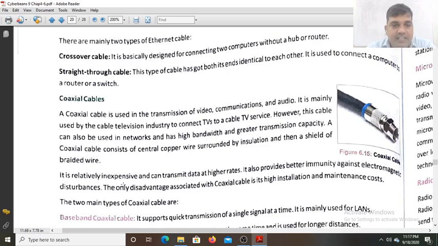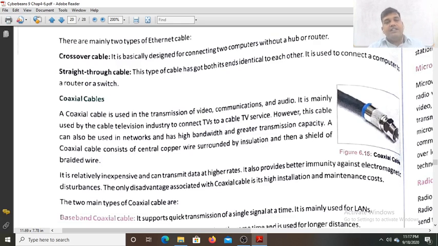It is relatively inexpensive and can transmit data at higher rates. Yes, it is not too costly, and the speed of data transmission is very high in the coaxial cable in comparison to the crossover cable or straight through cable. It provides better immunity against electromagnetic disturbance. Yes, electromagnetic waves cannot disturb the signal passing through the coaxial cable.